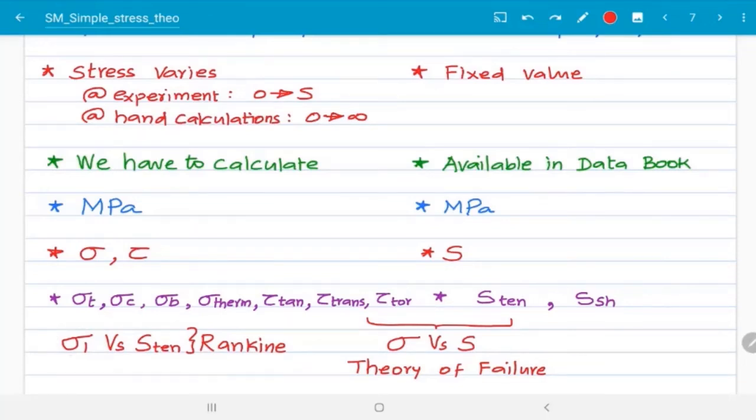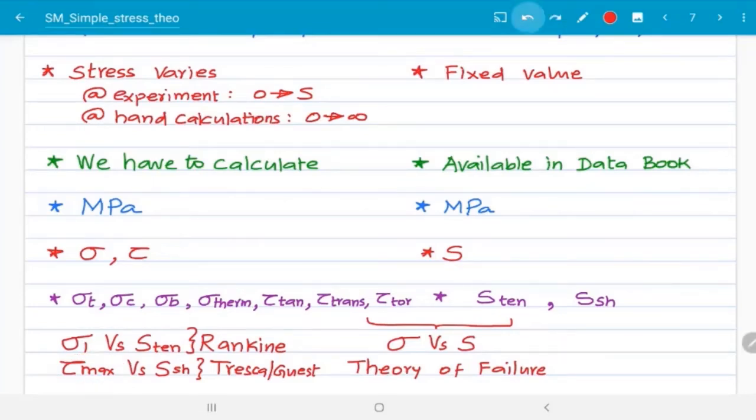In the next discussion, we calculated tau max, which is compared with the shear strength. This theory is called the Tresca theory or Guest theory, or maximum shear stress theory. Generally, in our class, our students call it the tau max theory, sir. Guest theory, Tresca theory, tau max theory, all are the same.